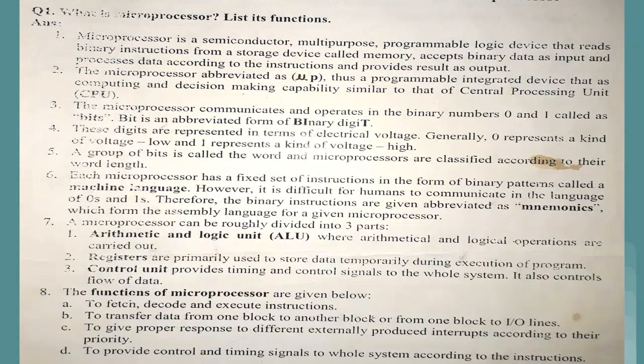Basically the first question which is asked on this particular chapter is, what is microprocessor and list its function. On the slide there are total 8 points which are given, but out of which 3 points are very important. So at least you should remember those 3 points. First point is your definition, that is what is microprocessor.